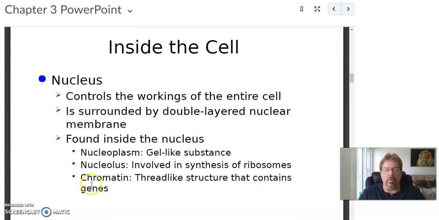Okay, a moment ago we mentioned the nucleus, the control center of the cell. It controls the workings of the entire cell and is surrounded by a double-layered nuclear membrane. Found inside the nucleus is the nucleoplasm.